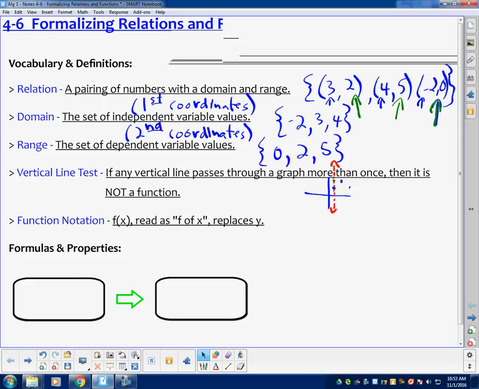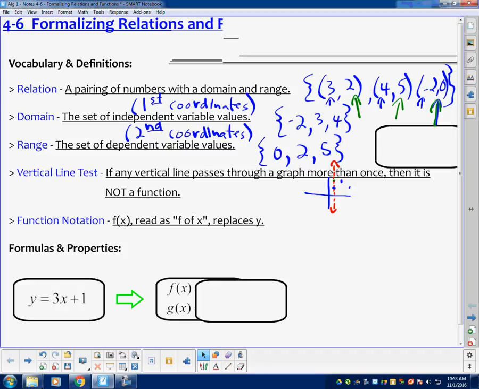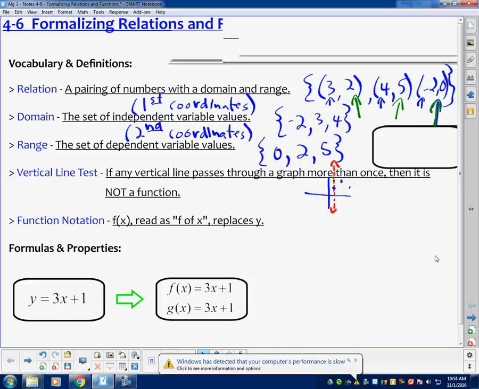Function notation. F of x, it's not f times x, it's read as f of x, it replaces y. It's just a matter of taking something like y equals 3x plus 1, replacing it with f of x equals 3x plus 1, or g of x equals 3x plus 1. We use this oftentimes in mathematical modeling, science and math, where sometimes we might have a variable like t, and you want to represent velocity at a certain time. You might have v of t, and it just tells you to plug in a number for x in the function.